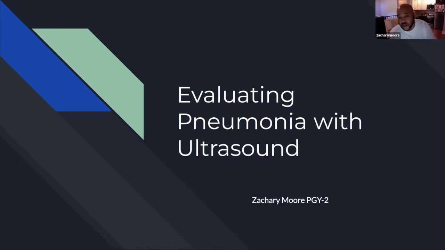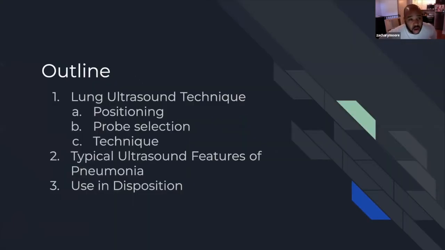Today I'll be talking about evaluating pneumonia with ultrasound. Just a little outline. First, I'm going to talk about the basics of lung ultrasound. In regards to that, it'll be positioning, probe selection, and then overall tips of how to perform a basic lung ultrasound. Then I'll be discussing the typical ultrasound features of pneumonia, and then the use of ultrasound for pneumonia and disposition and the accuracy in regards to ultrasound findings.